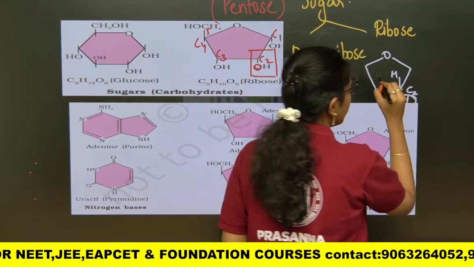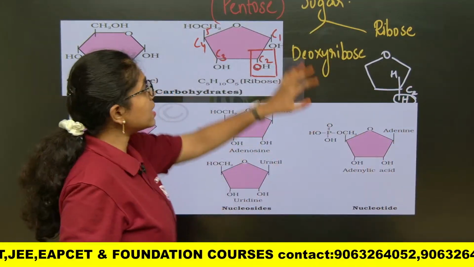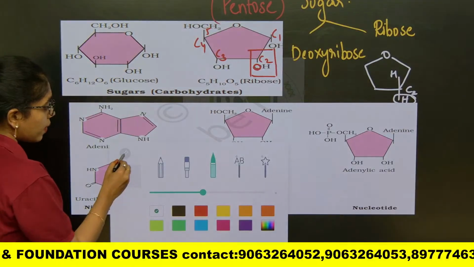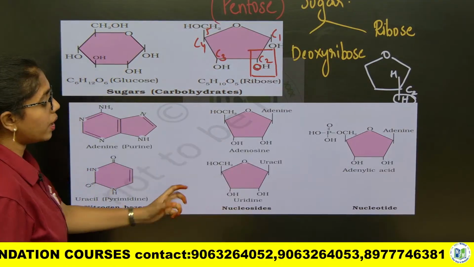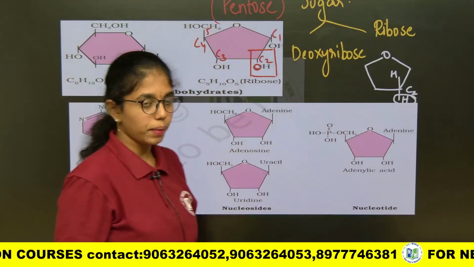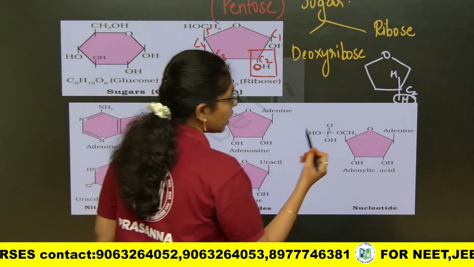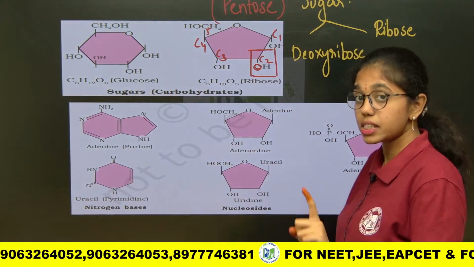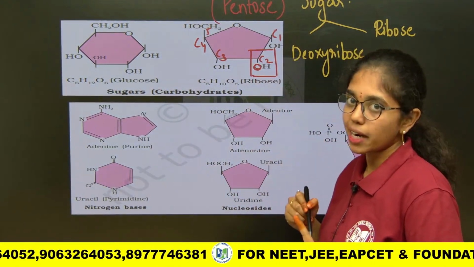H group will be there, OH will not be there. So this is about the sugars, beta, ribose and deoxyribose. Now once the ribose sugar is connected to a nitrogen base, you have to know what the types of nitrogen bases are first, then you can clearly understand about linkages.